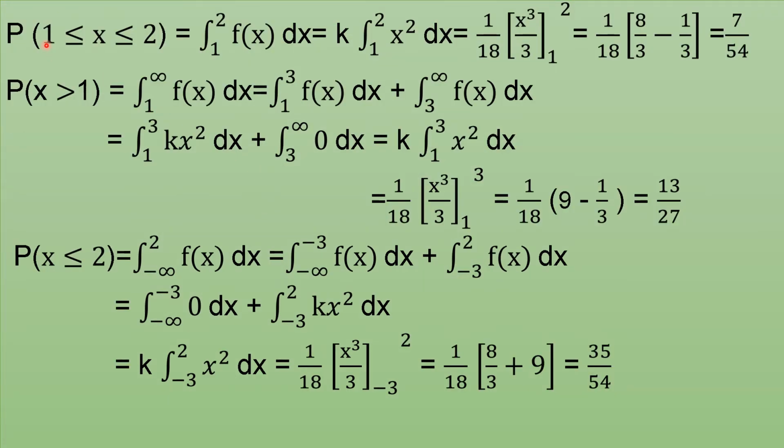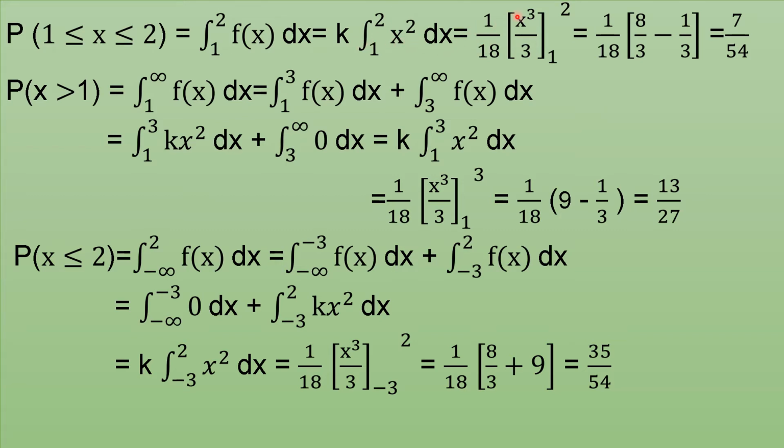Probability that x will be greater than or equal to 1, less than or equal to 2. Probability that x varies in an interval a to b means integral a to b f of x dx. So here it is integral 1 to 2 f of x dx. And since 1 to 2 comes in between -3 and +3, straight away f of x can be replaced by kx square by keeping k outside the integral sign. And k is 1 by 18.